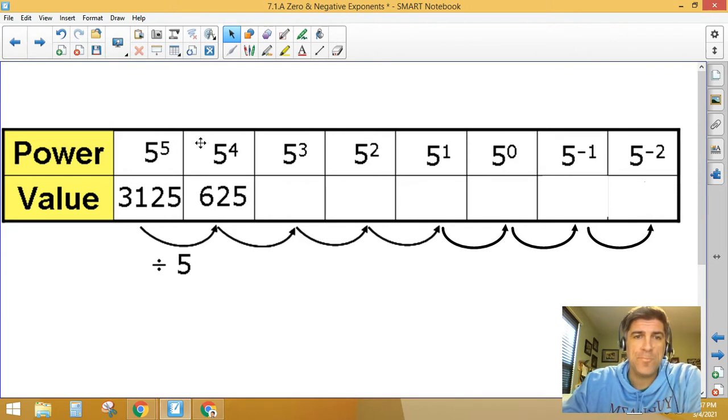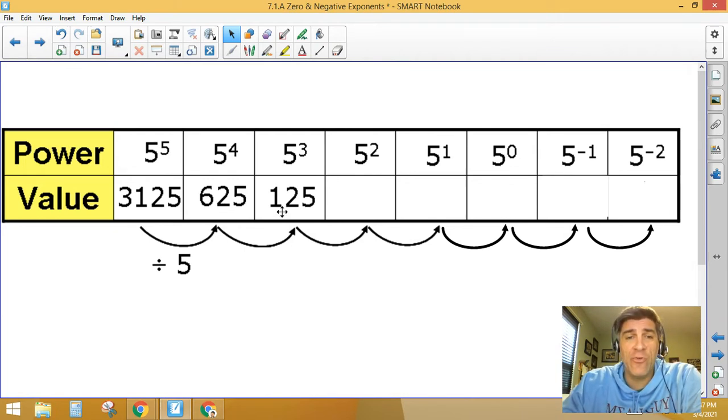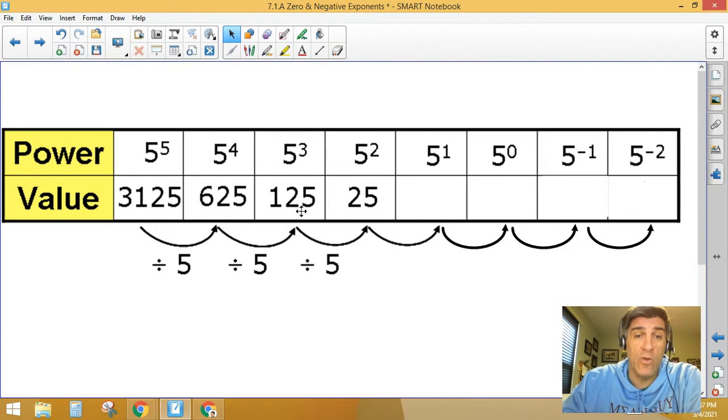The next one down is 5 cubed. That gives me 125. Again, what do I do to 625 to get to 125? I'm dividing by 5. So notice every exponent is going down by 1. The value is decreasing, but it's being divided by 5 every time. 5 squared is 25 because I divide 125 by 5. It's one less 5 that we're multiplying by. 5 to the first: well, 25 divided by 5 is 5, or just 5 to the first.